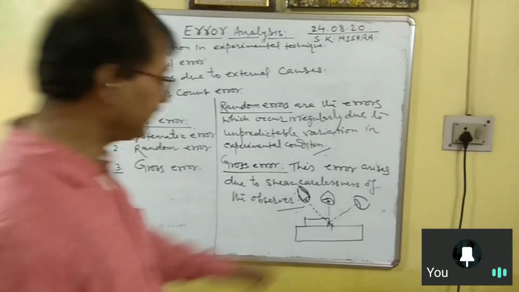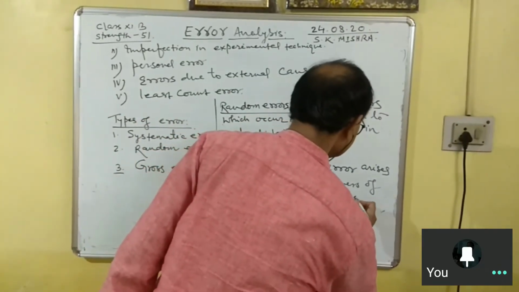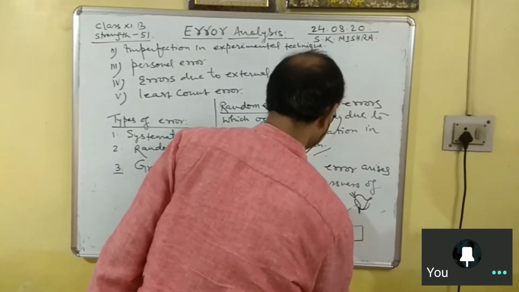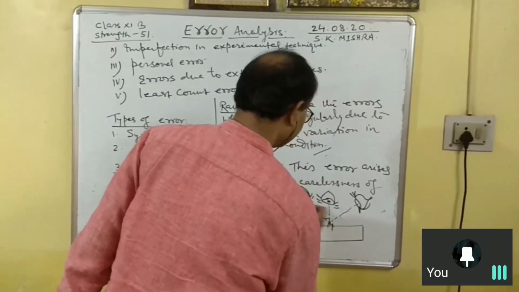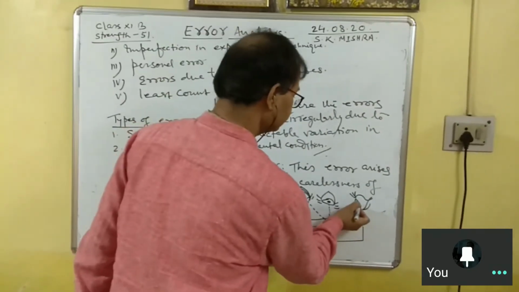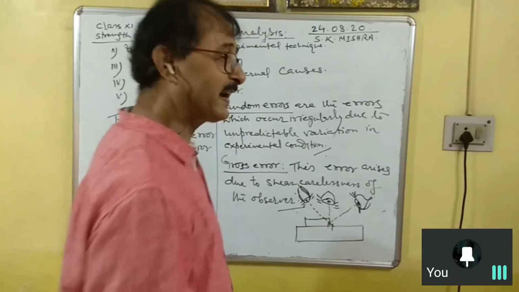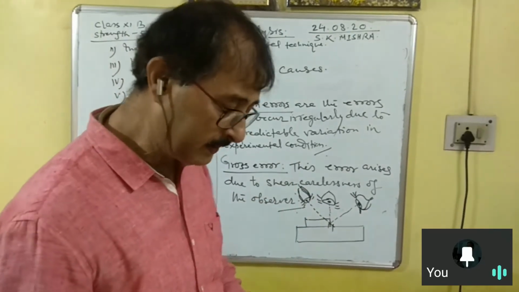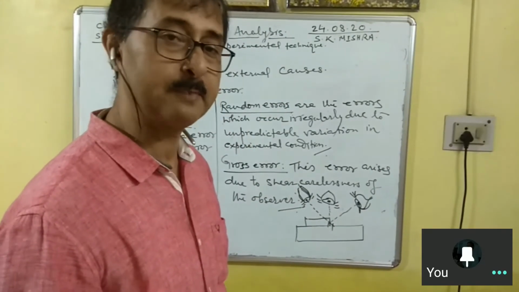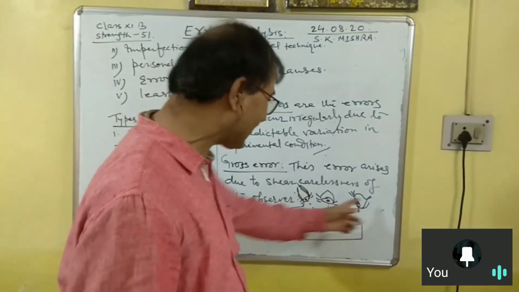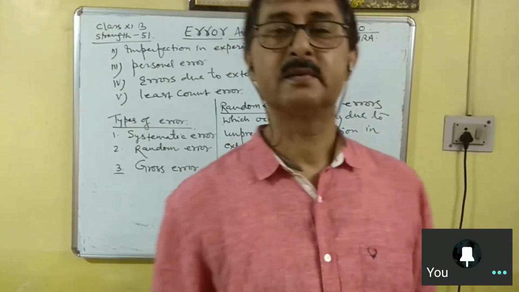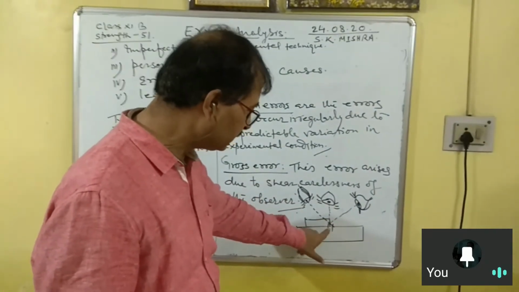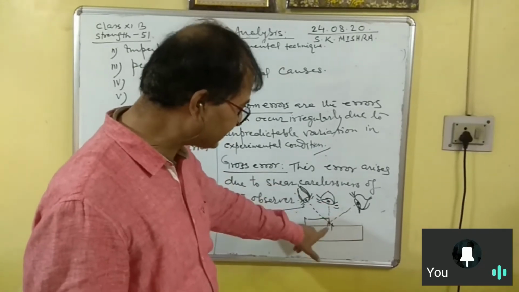So if you are looking at it from this side, then a difference occurs from left and right. So what is the correct way to take the reading or the observation? You should place your eye perpendicular to that point. This is nothing but parallax error. Your eye should be placed perpendicular to this position so that the correct reading is taken.